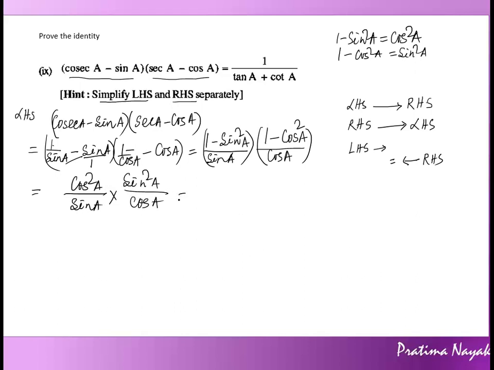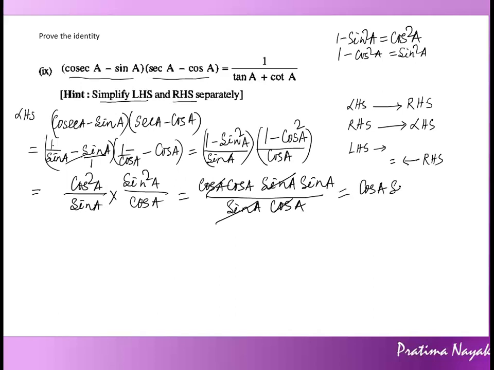And cos square means cos A into cos A. Sine square means sine A into sine A. And here it is sine A into cos A. So sine A cancels, cos A cancels. So what I'm getting is cos A multiplies sine A. So no more simplification is possible.